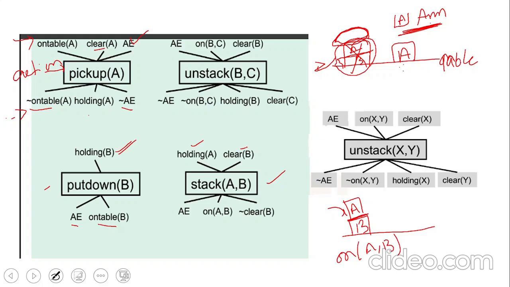If I stack A and B, now arm is empty. Previously it is holding A. Now it kept A on the B. Now arm is empty, on A comma B, and not clear B.